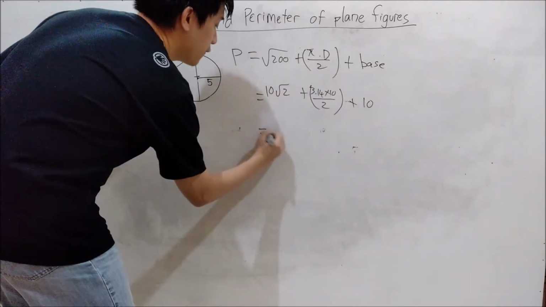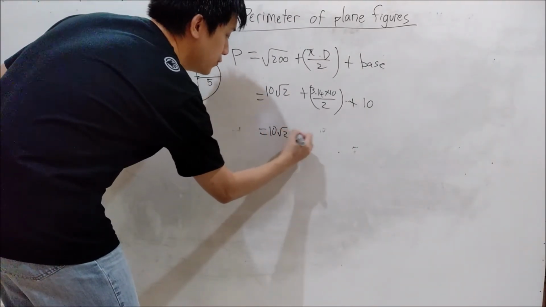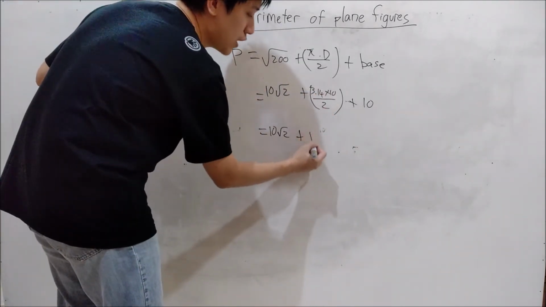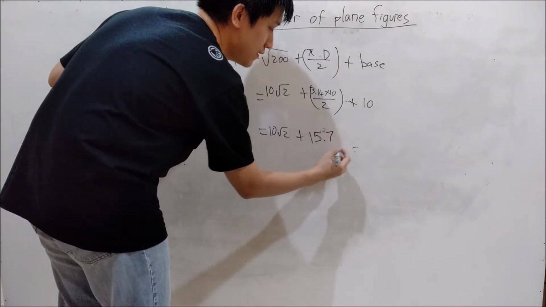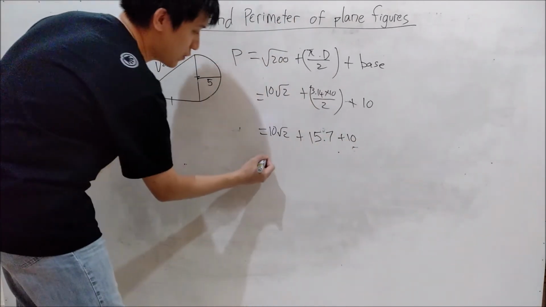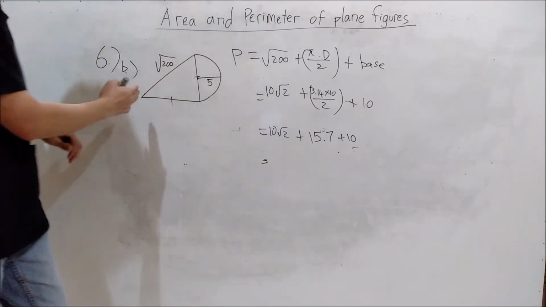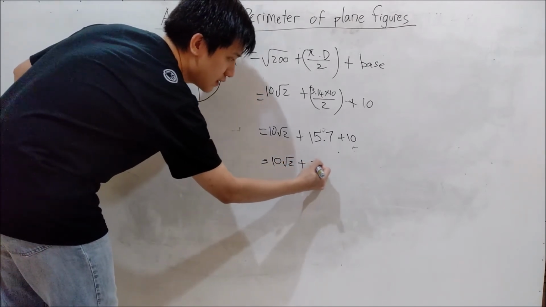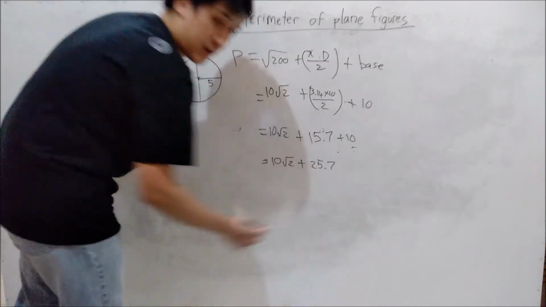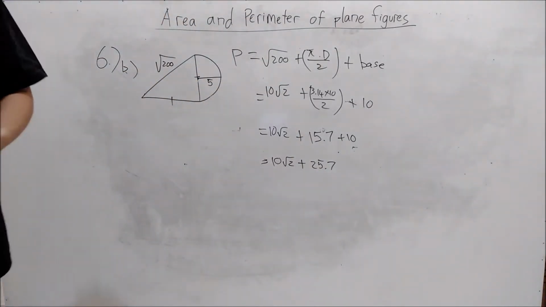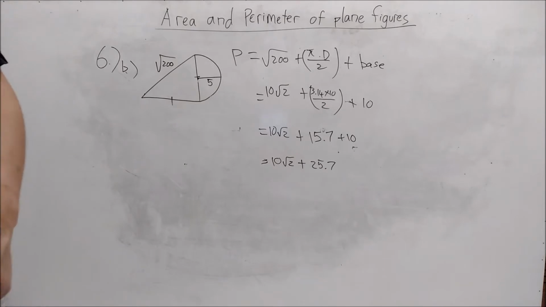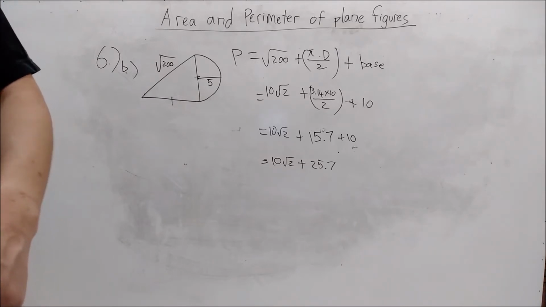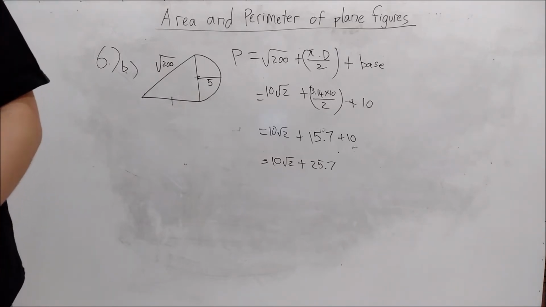Then we will have 10 square root of 2 plus, if you count this, 31.4 divided by 2. Then we will have 15.7 plus 10. So the perimeter of the figure is 10 square root of 2 plus 25.7. So that's about the perimeter of the figure. Let's move on to the area of the figure. Let me check something in my book.